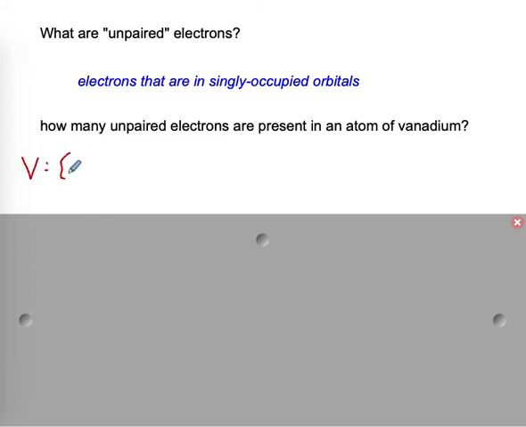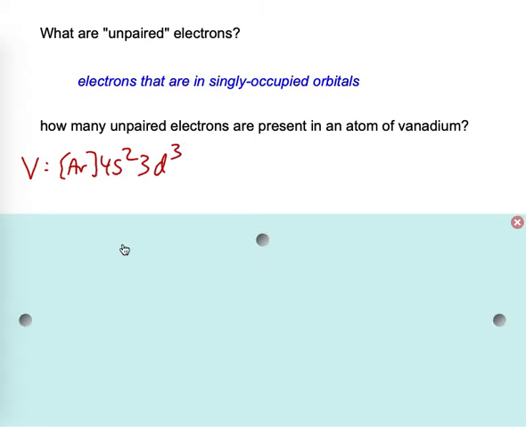The configuration of vanadium is argon, 4s2, 3d3. Simply looking at that configuration doesn't necessarily tell you that there are 3 unpaired electrons. What you have to draw is what's called a partial orbital notation diagram, which shows only partially filled sublevels, which in this case is the 3d. 1, 2, 3.